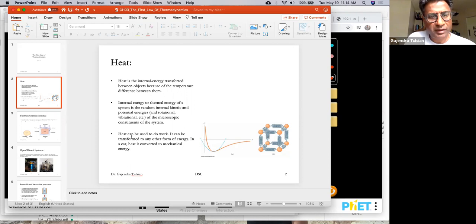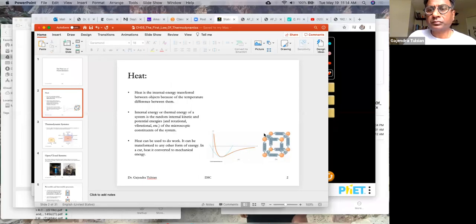Okay, what we are interested in is when heat is transferred from one object to another. So heat flows from a hotter object to a colder object. Now, what we are interested in is, can we get some work out of this heat? That's what we are ultimately interested in as engineers. How much of this heat can you convert to work is the question.